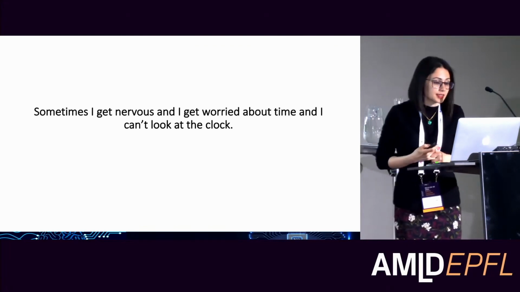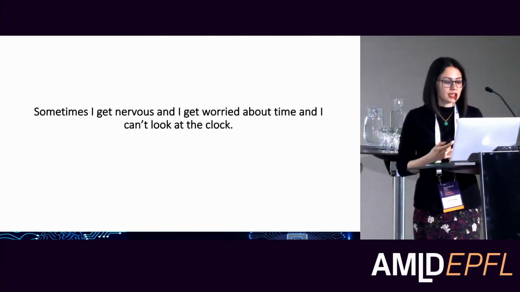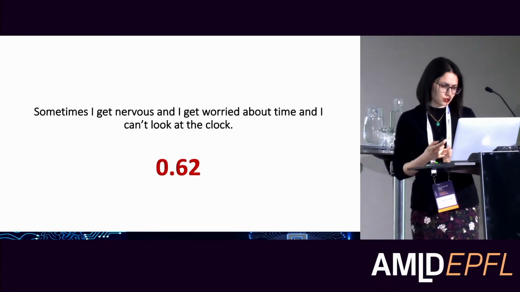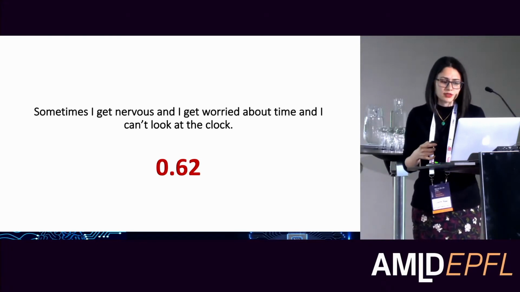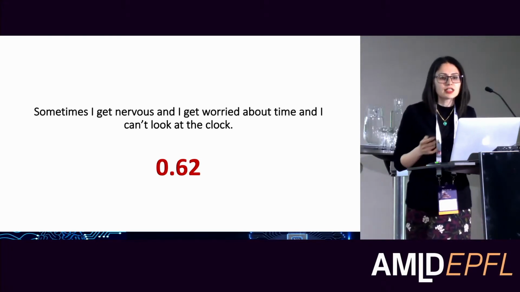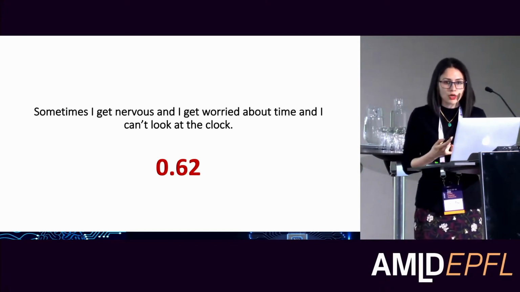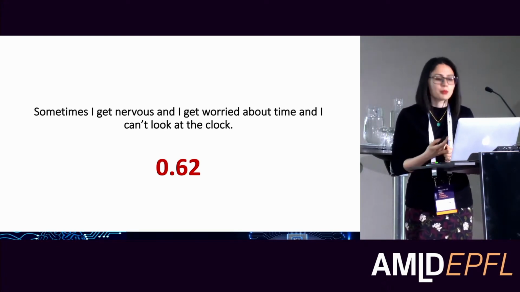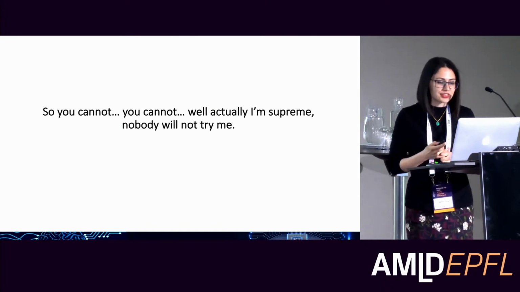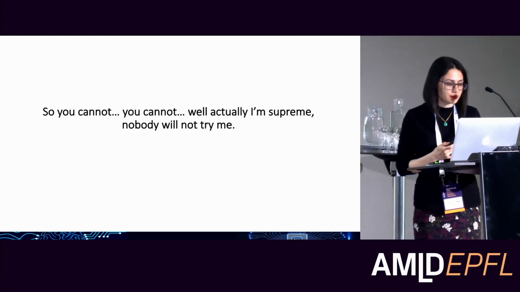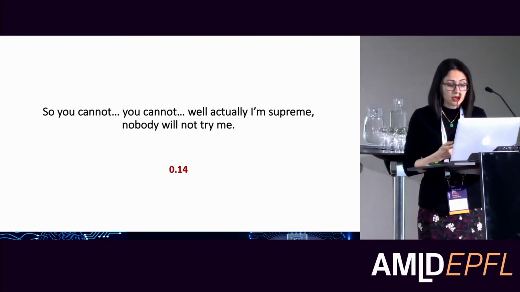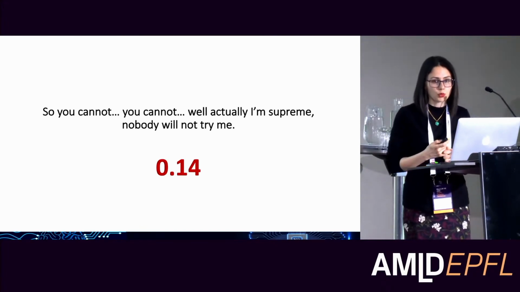"Sometimes I get nervous and I get worried about time and I can't look at the clock." For this, we got a semantic density of 0.62. When we took a look at the sentence, we found that some overlapping meaning is going on here. "I get nervous" and "I get worried" basically mean the same thing. So we need fewer component vectors in order to reconstruct the sentence vector. And finally, this sentence that we read before: "So you cannot, well, actually, I'm supreme, nobody will not try me." For this one, we got a semantic density of 0.14.